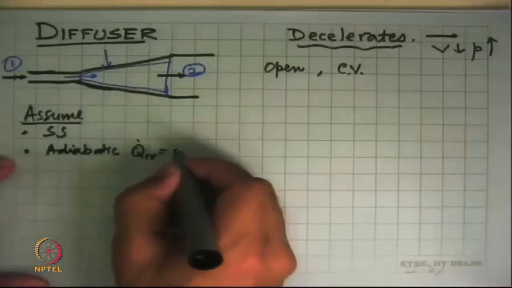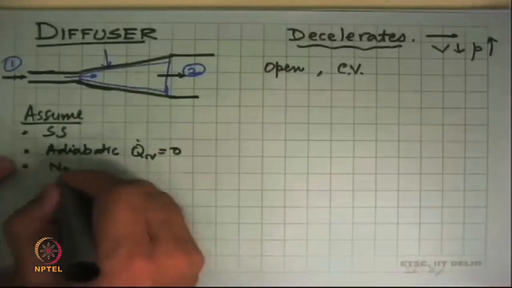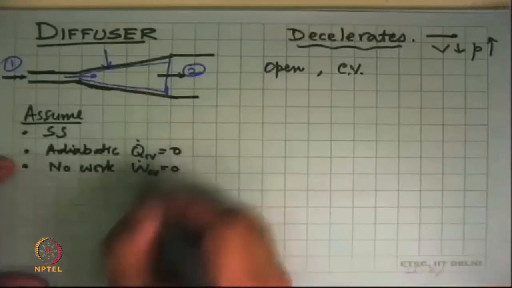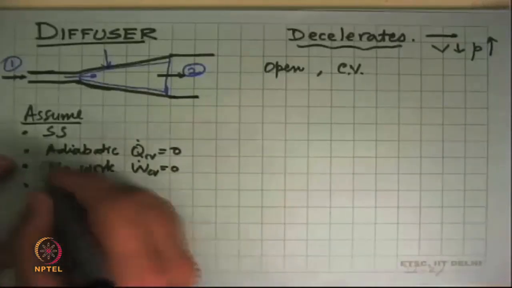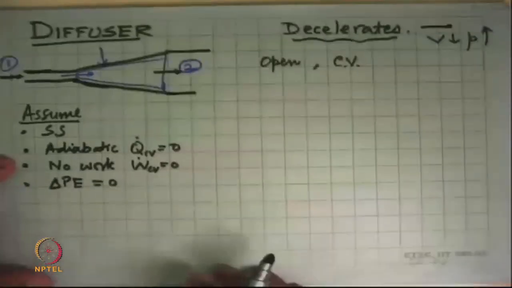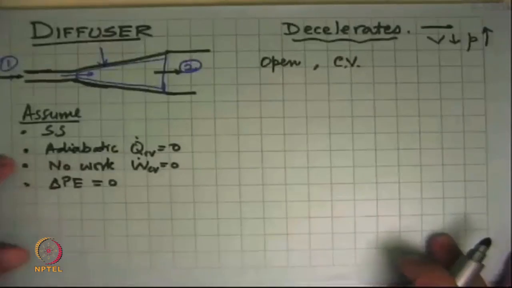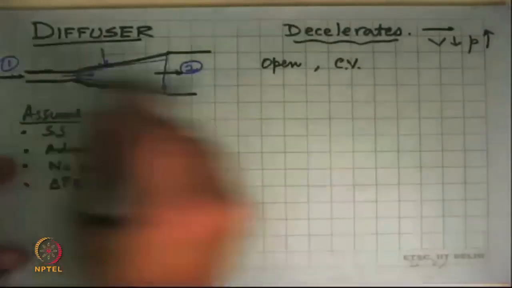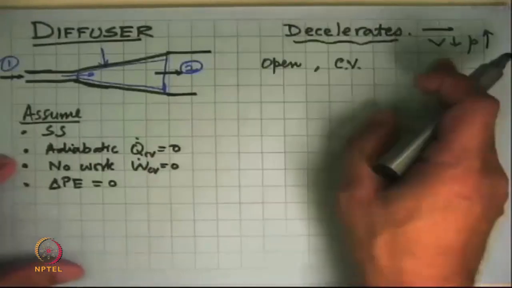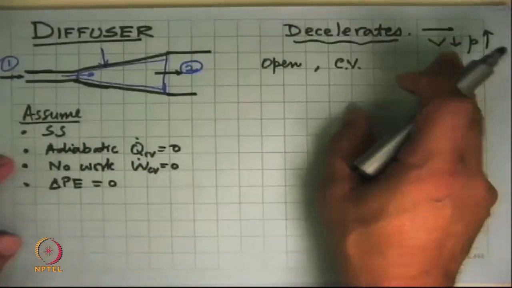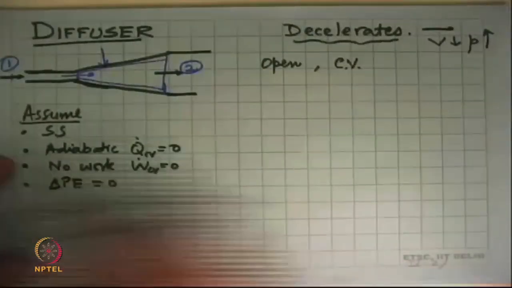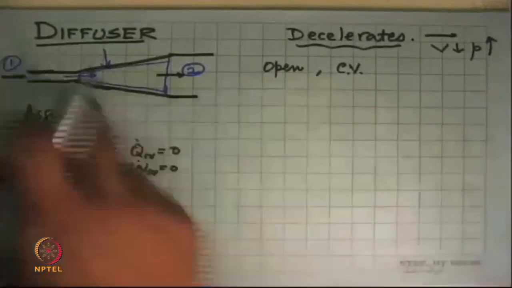Q dot Cv equal to 0. There is no work. W dot Cv equal to 0. And changes in potential energy, these are very small. But because the primary job is to decelerate a fluid, it means that velocity changes are substantial. That is the main purpose of this device. So kinetic energy change being 0 is not an assumption for the diffuser.